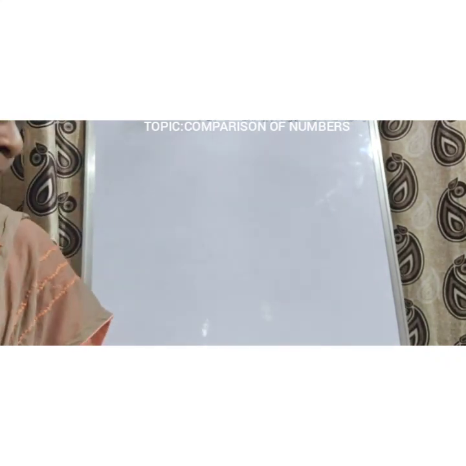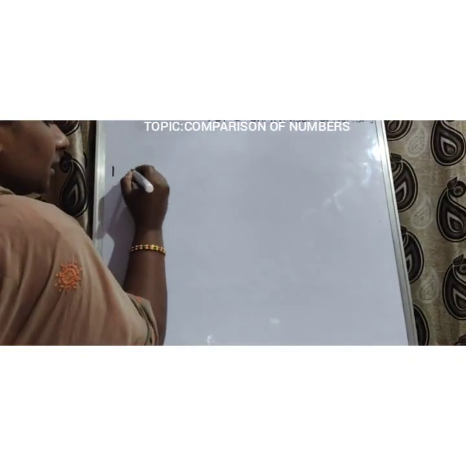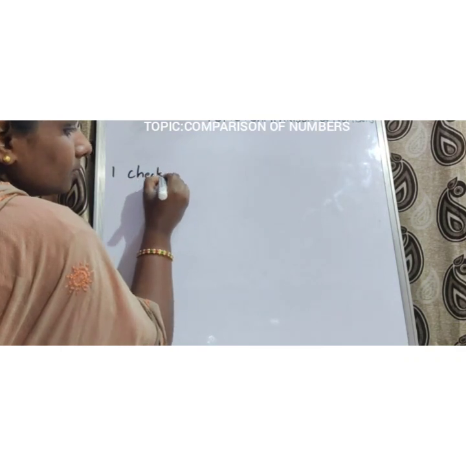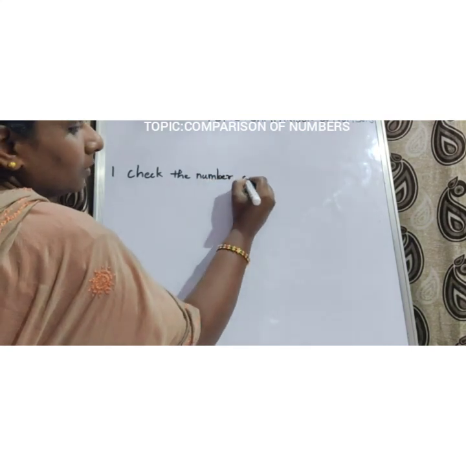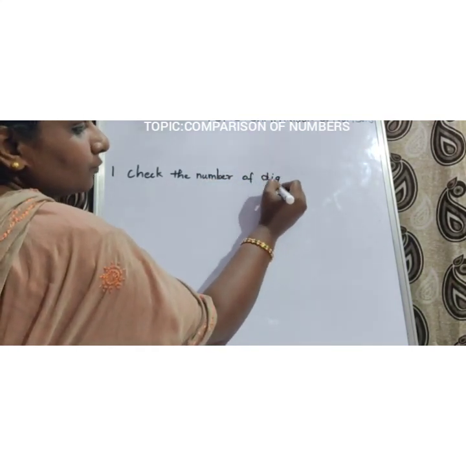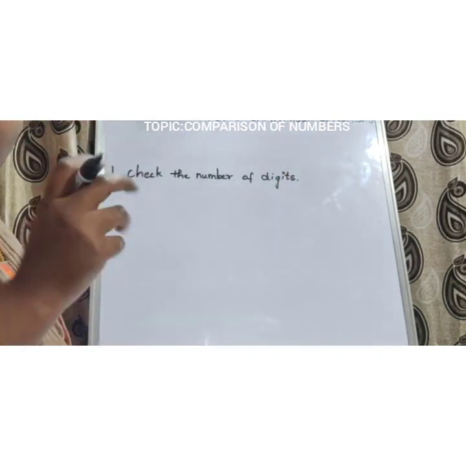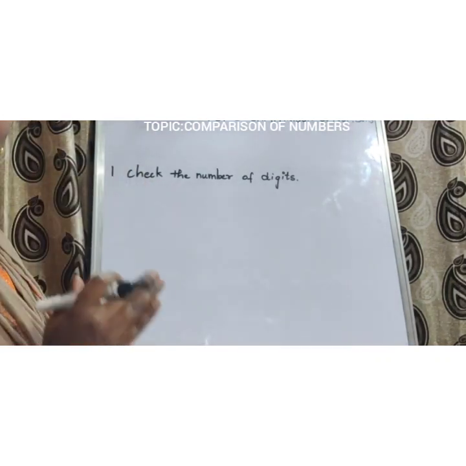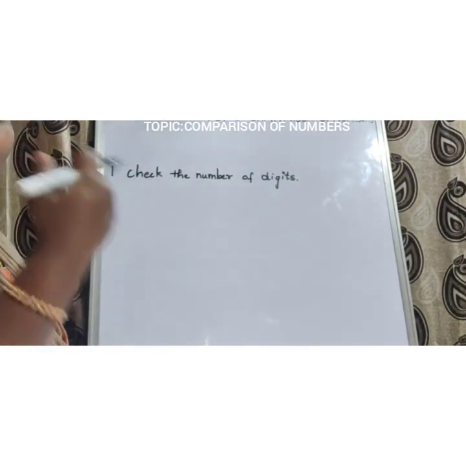So how do we compare any given set of numbers? We have a few steps, or we can call them rules, to compare numbers. The first step: check the number of digits. First we have to compare the number of digits in the given numbers. The number which has more digits is the greater number, and the number which has fewer digits will be the smaller number.